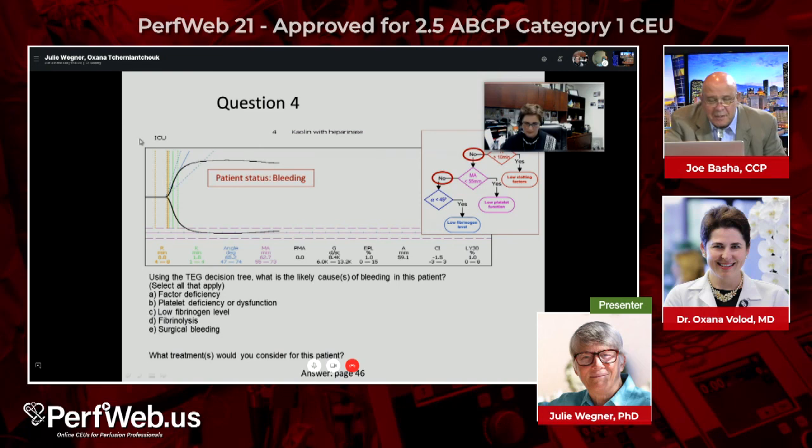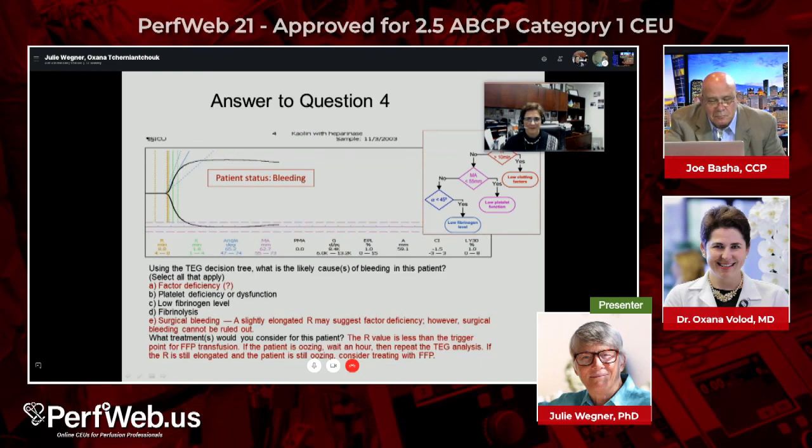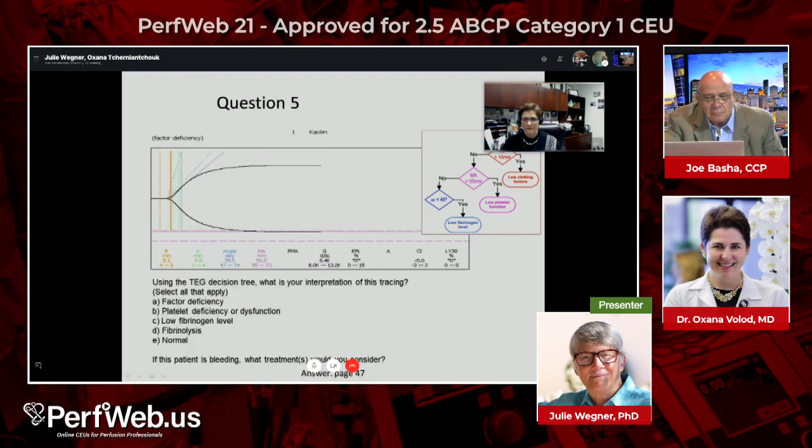But they're going to argue with me about that. They might want to give something because they're in the ICU. And yeah, we'll see what happens. But at least you have a little bit more information than you did without. Anyway, if the patient is oozing, wait an hour, then repeat the TEG analysis. If they're bleeding profusely, that's a whole different situation. You kind of take it as it goes. All right. Fifth question.